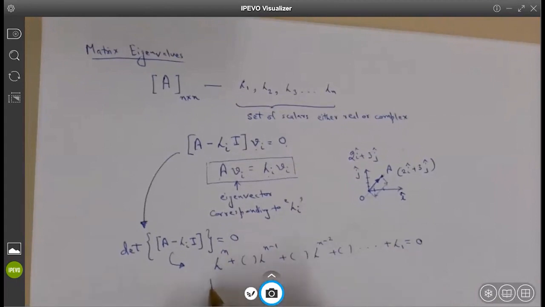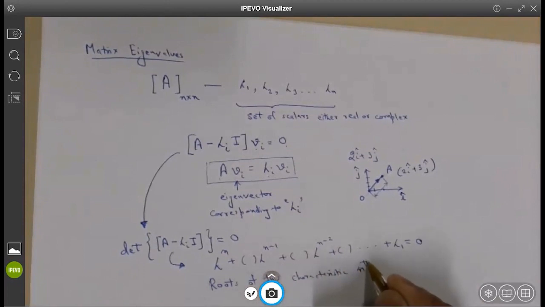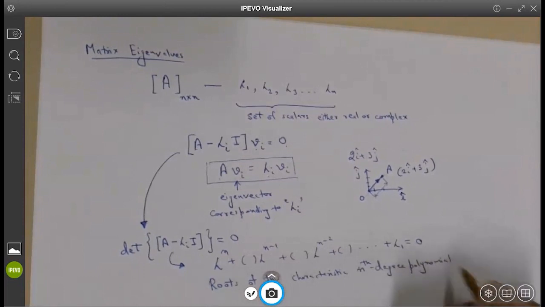So the roots of this characteristic polynomial, the nth degree polynomial, will be your eigenvalues.